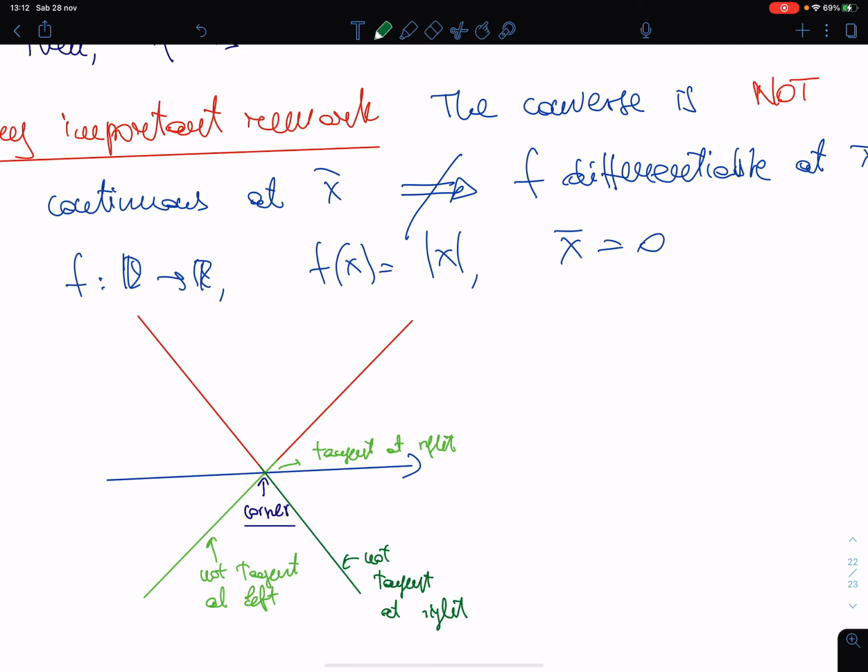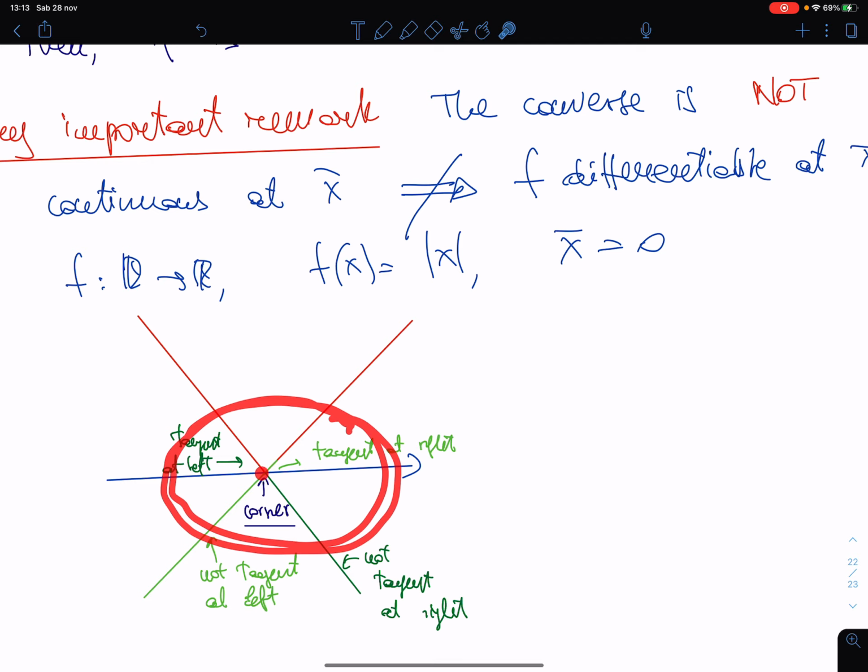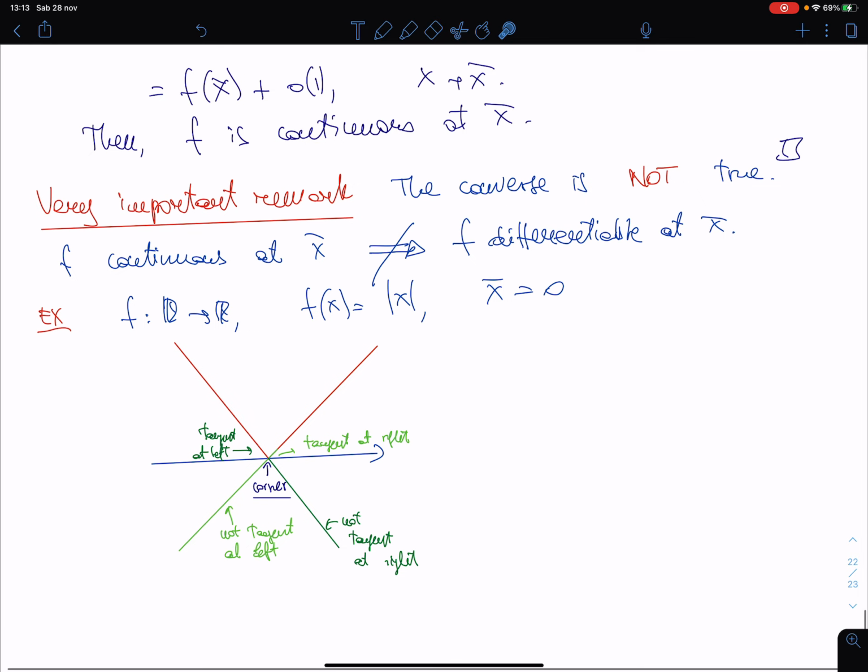This is just an intuition, because you say that here the distance between this suggested tangent and the true curve is not little-o of 1. Sorry, it is not little-o of x minus x bar. It's only little-o of 1. But of course, it can be misleading, it can be deceptive to try to guess such a behavior just by a picture. Just keep the intuition and translate it into computation.